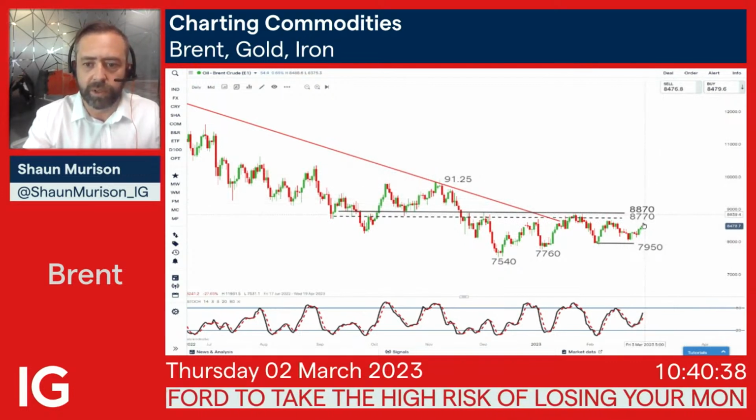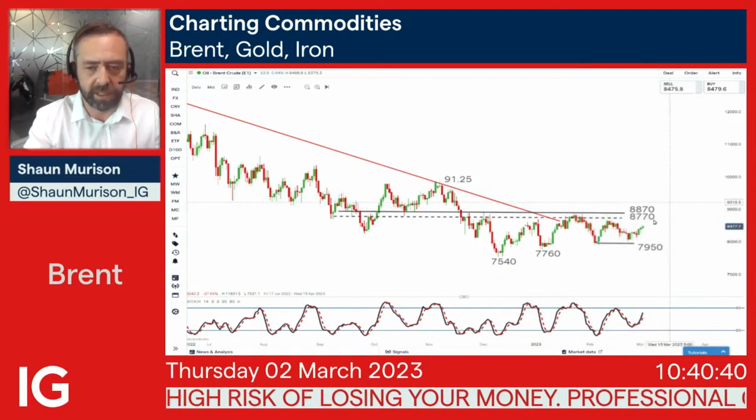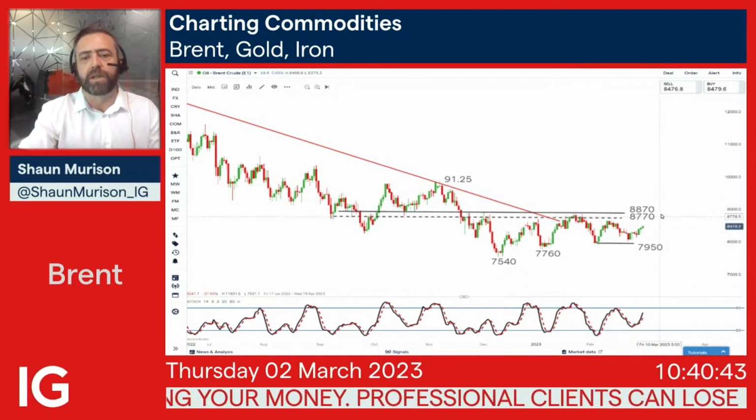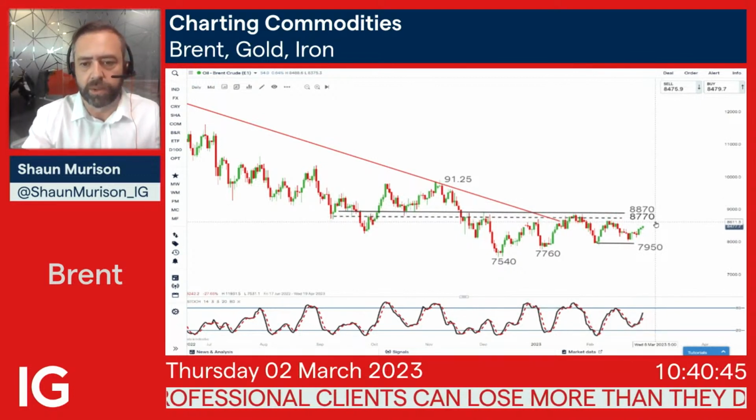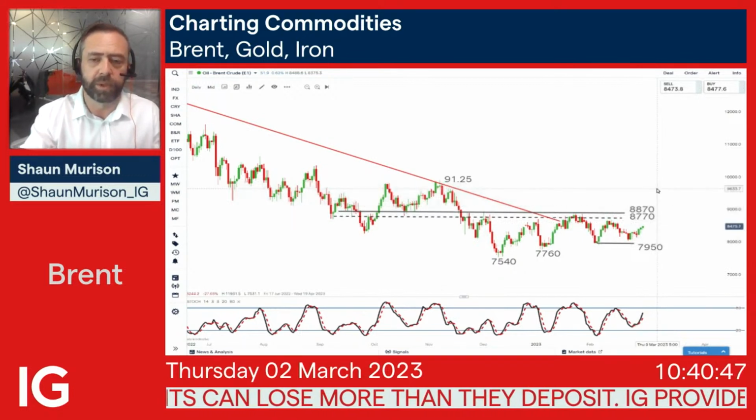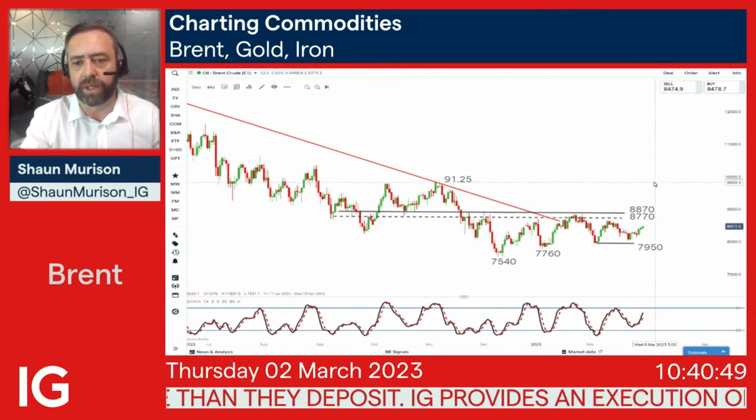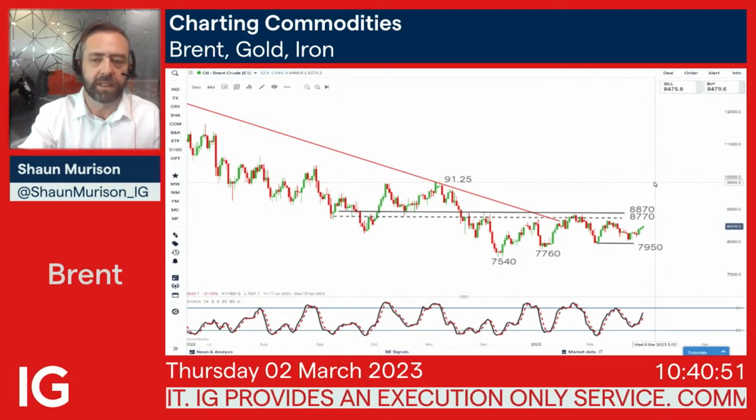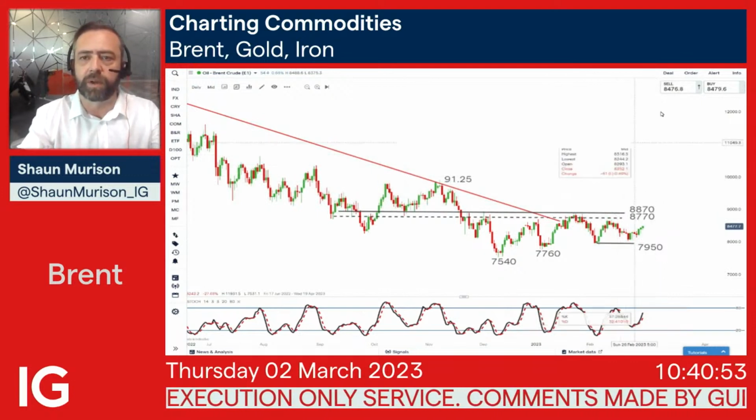Until such time as that happens, we're looking for bearish reversals before these resistance levels for short entry and trading in line with that longer term trend. Only when that trend is broken will we reconsider our bias, and that level that we're looking at there is 88.70.